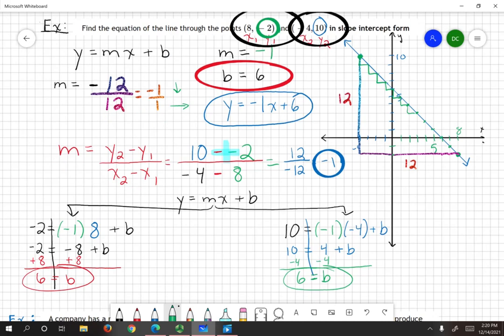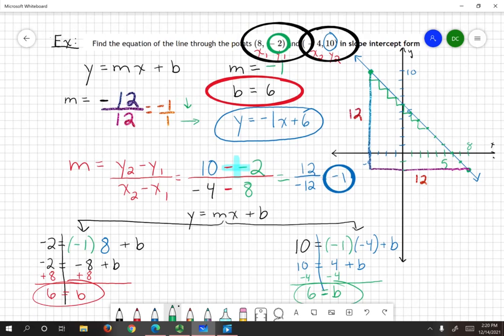Congratulations. So when it wants the equation of the line through points, I have a choice. I can graph it and hope that my y-intercept is very obvious and that my slope is also, but I can also use algebra first by finding my slope and then finding my y-intercept by using x, y, and the given m value to find your b. Isn't that fun? All right.